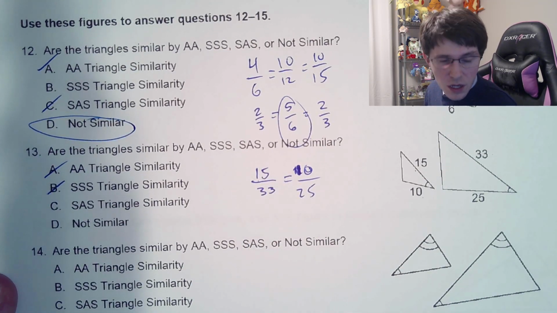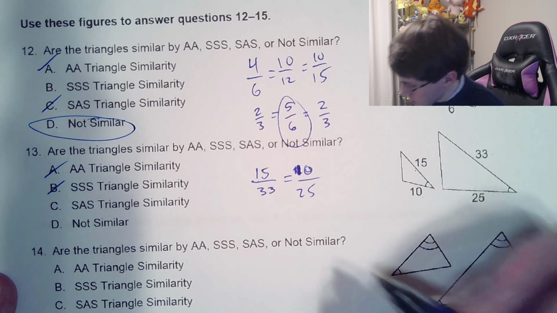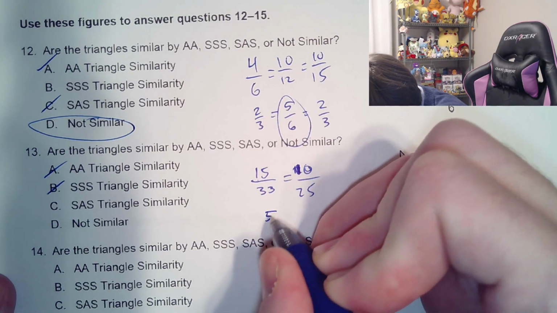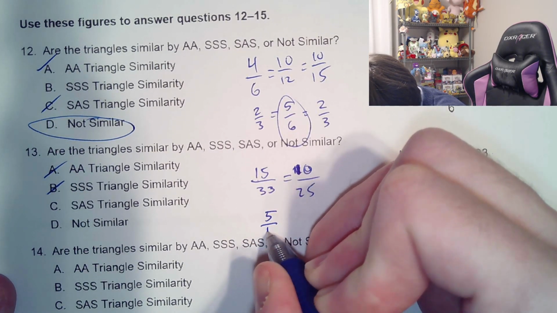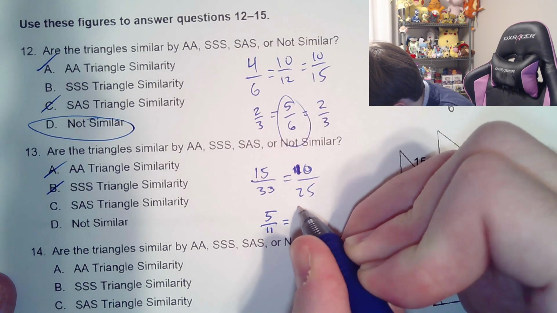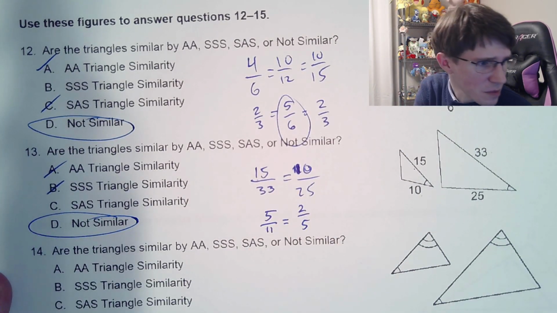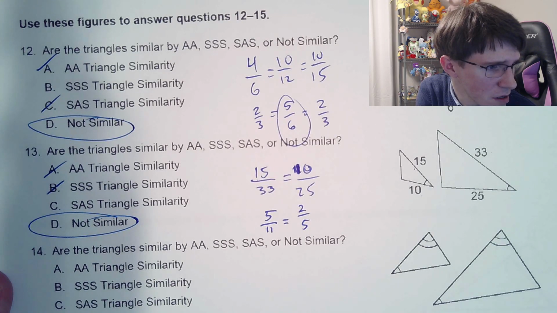15 over 33, again, use your alpha y equals enter to reduce it, or you could just recognize that both are divisible by 3. So if they both divide by 3, we're going to get 5 over 11. And then we're going to do 10 over 25. And if we have a 10 over 25, we're going to have 2 divided by 5. Those are not the same as each other. So again, not similar. I'm going to pause really quick.